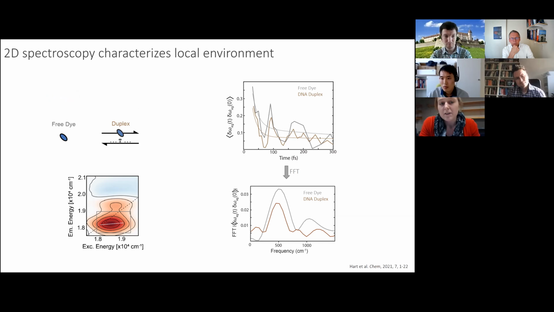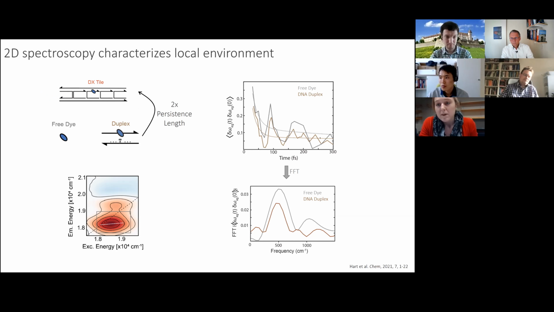And so to clean up this picture of how these environmental effects dictate the femtosecond timescale dynamics, in addition to exploring our system in a free dye environment, as well as in a relatively simple DNA duplex, we also looked at a monomeric species in these higher order double crossover tiles, or DX tiles, which are essentially two sets of duplexes bound together such that the persistence length is doubled, which generates a much more rigid environment. And these DX tiles are actually the building blocks for generating higher order 3D structures within the DNA origami community.